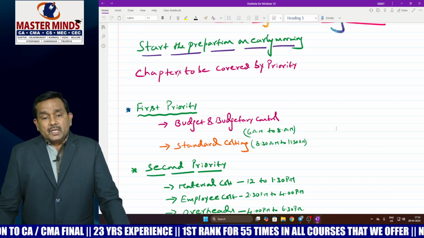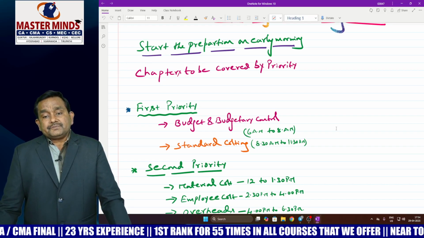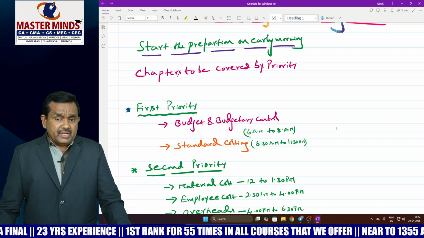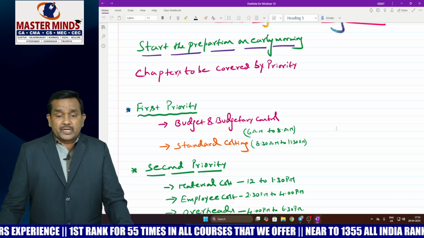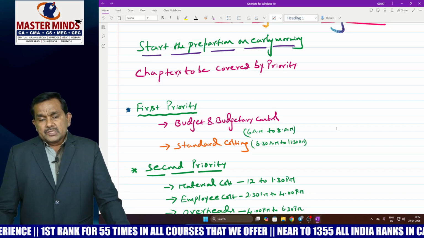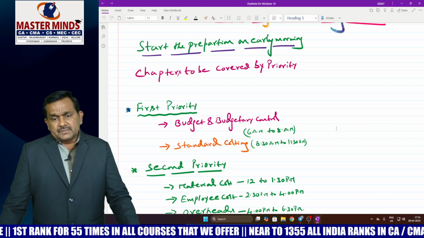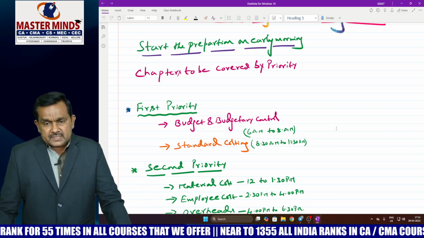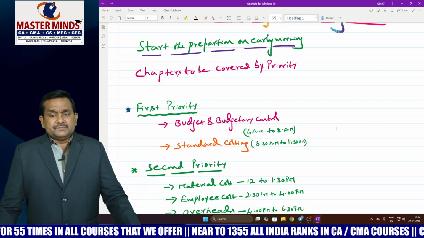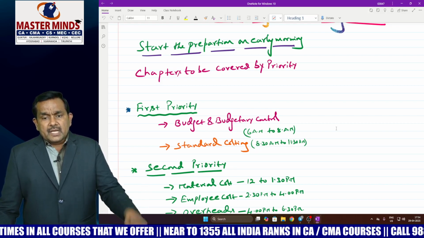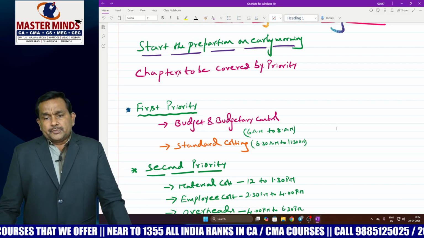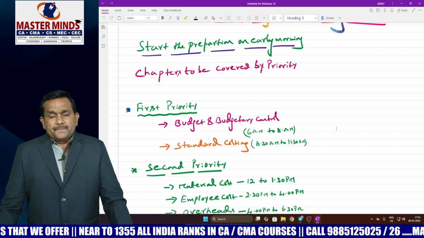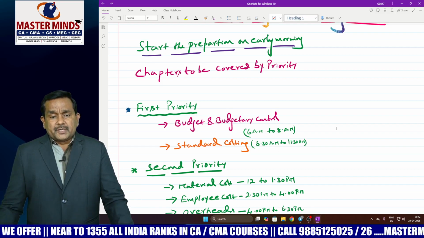Next chapter, a very interesting chapter, standard costing. In this chapter, 3 variances are very important: material variances, labor variances, overhead variances. In previous trends, that means past experience, sometimes this question was given in MCQs, sometimes in the descriptive paper. So that's why this is a very important chapter.